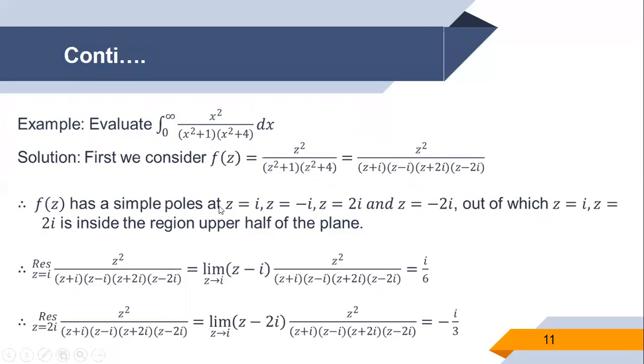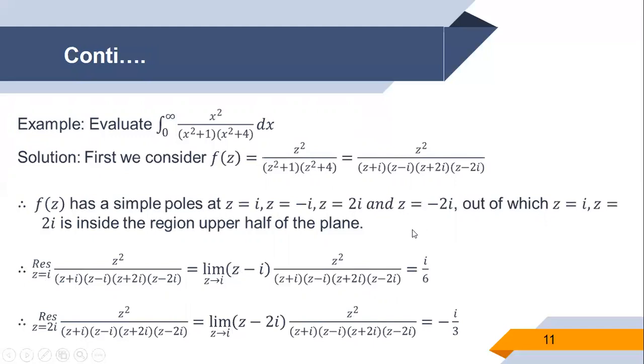So we find only the residue at z is equal to i and z is equal to 2i. Both are simple poles. So we use the technique for finding the residue at a simple pole. For z is equal to i, we get the value i by 6, and for the residue at z is equal to 2i, z tends to 2i. So z minus 2i cancels, and we get minus i by 3.